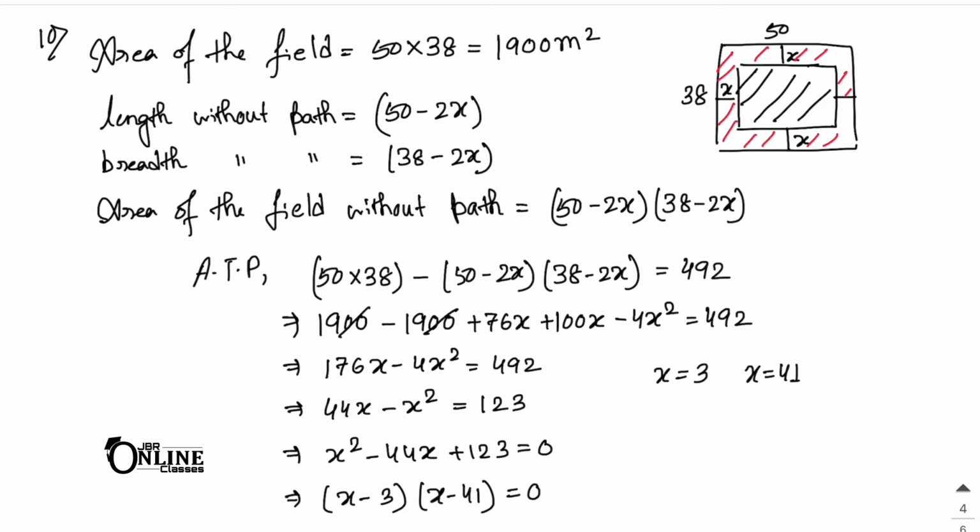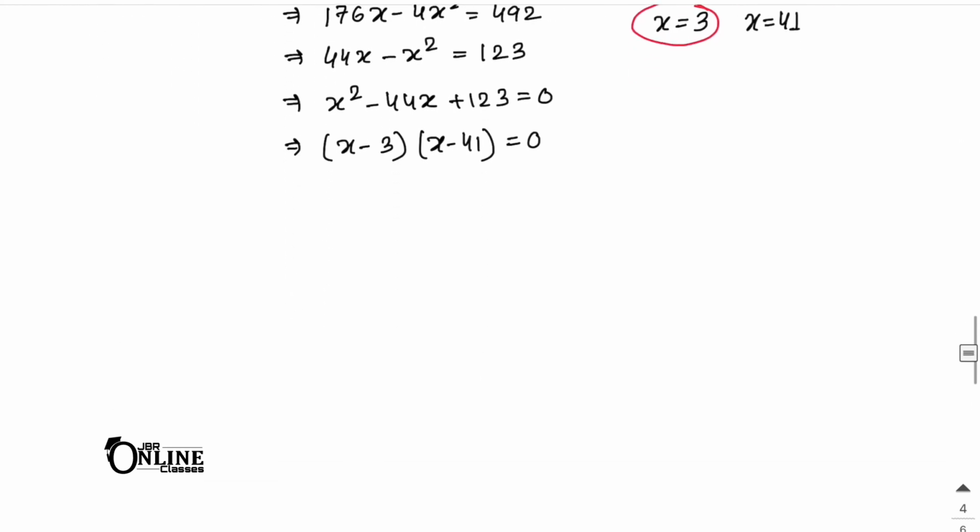Okay, x equal to 3 and x equal to 41, but x equal to 41 is not possible, because here the breadth of the field is 38 and the width of the path cannot be greater than the breadth. So here your answer will be x equal to 3. So x equal to 3 is the width of the path.